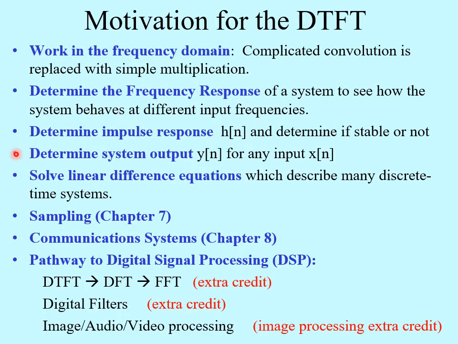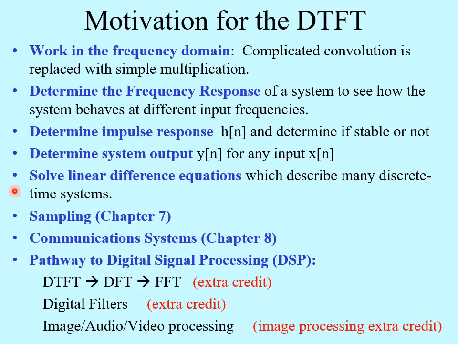Oftentimes, the most important thing is to find what is the system output. In other words, if we put some input sequence x of n into our system, what is the output of the system? And we're going to be able to figure this out using Fourier transform methods, just like we did in Chapter 4. In Chapter 4, we looked at how to solve linear differential equations, and thus in Chapter 5, we're going to learn how to solve linear difference equations because they describe many discrete time systems.